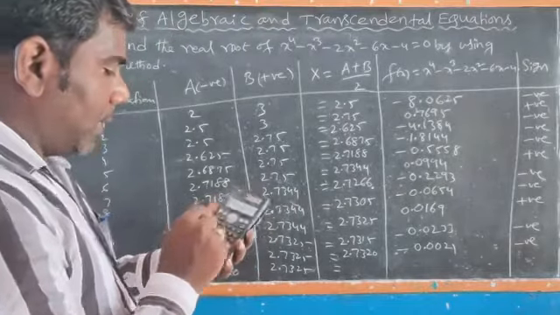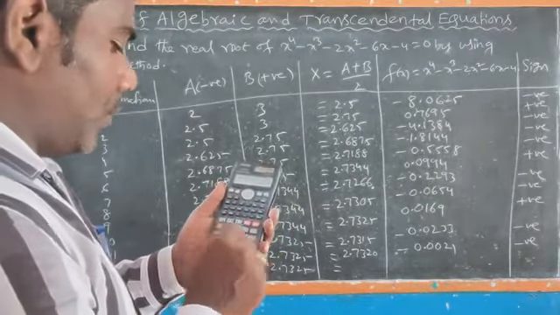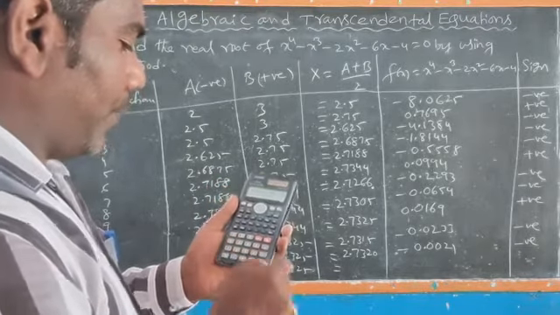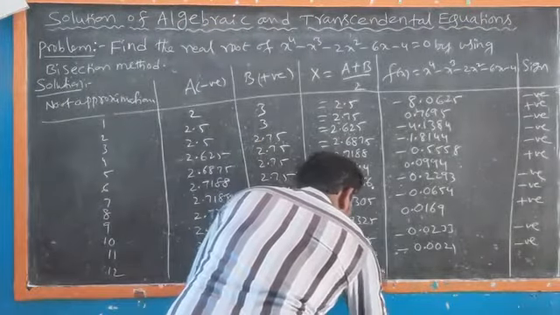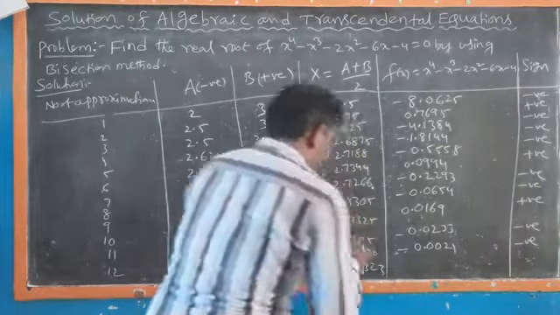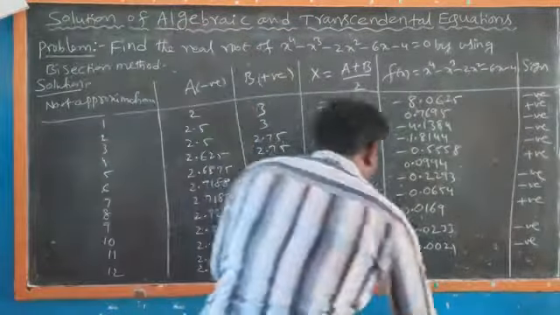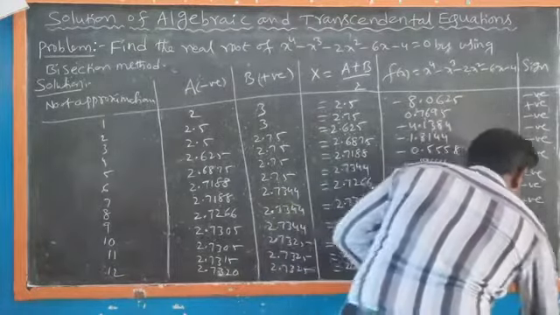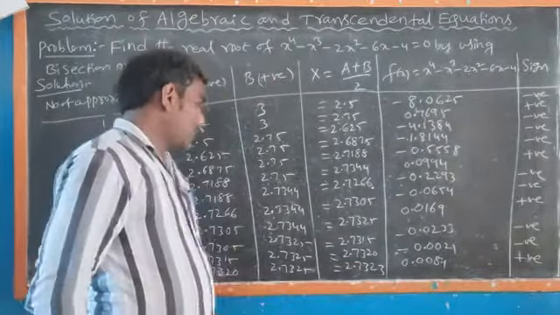Then calculate: 2.7320 and 2.7325, then 2.7323. Substitute x in f of x, then 0.0084. This is a positive value. This is the 12th approximation.